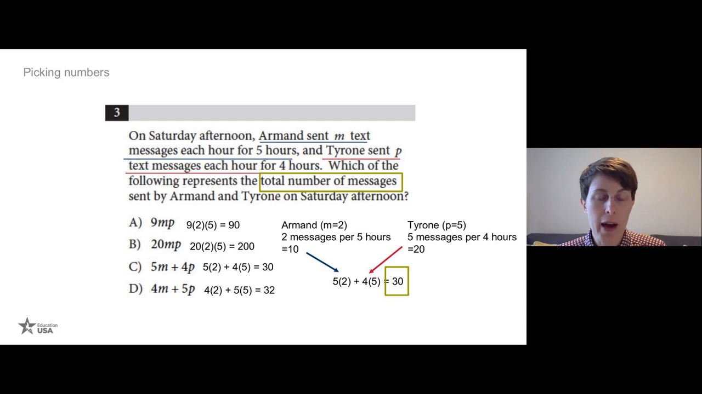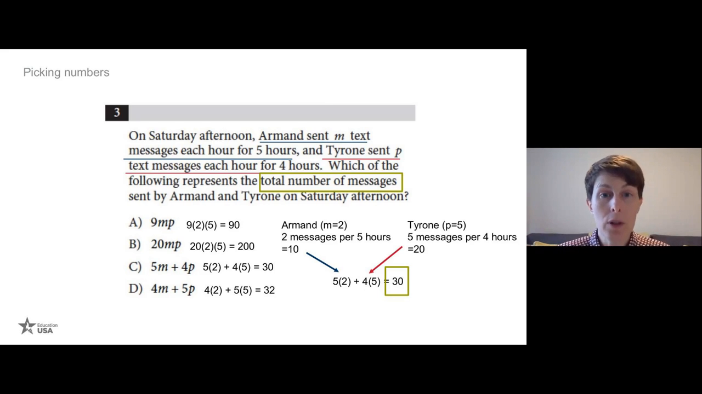So when we go ahead and put each number through, again, what I mean by putting it through is that M equals 2 and P equals 5. So in the case of C, when you put in M equals 2 and P equals 5, and hopefully right as you're doing it, you can see, oh, that's the same way I set up my own problem as I was working through it. And that one, of course, equals 30.